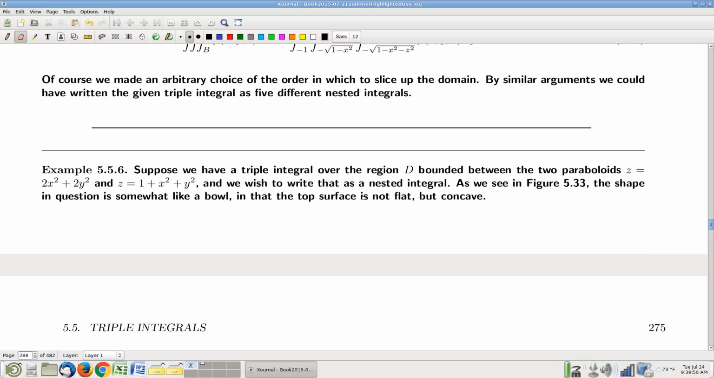Okay, so our region D is bounded between. There's that language again. So we have a geometry task of looking at these surfaces, figuring out what we've got. We have these two paraboloids, z equals 2x squared plus 2y squared, and z equals 1 plus x squared plus y squared. And let's draw these two paraboloids.